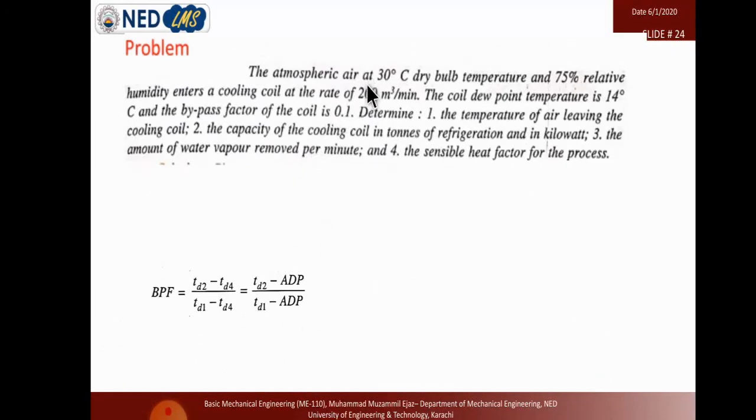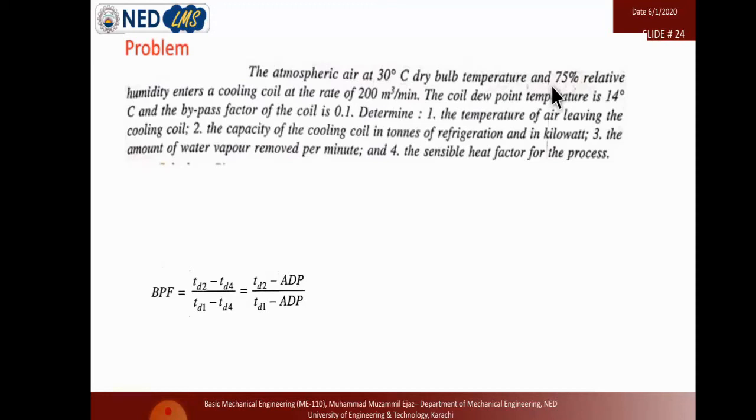The atmospheric air at 36 degrees centigrade dry bulb temperature and 75% relative humidity enters the cooling coil at the rate of 200 cubic meters per minute. This is the volume flow rate. And the coil dew point temperature is 14 degrees.